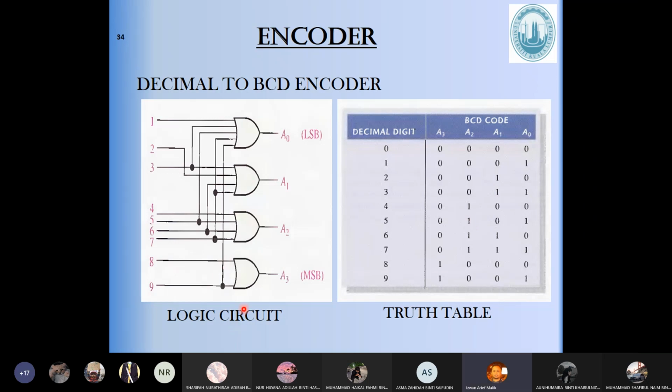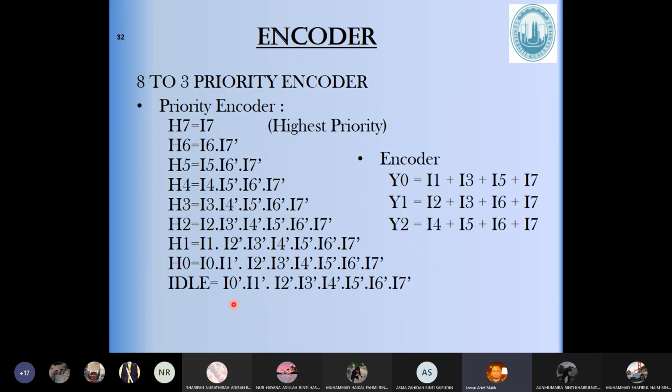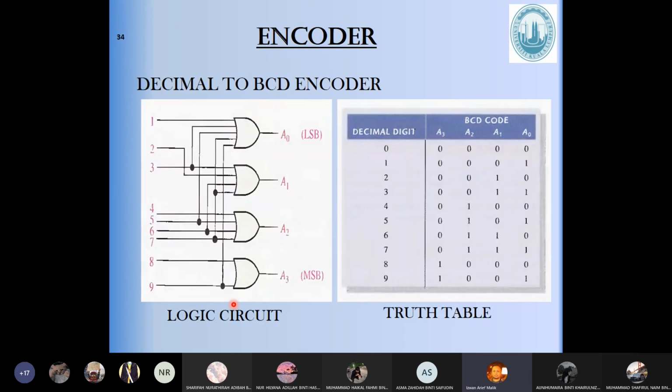Okay, when it asks you for the boolean expression, then for A0 it is A3, A2, A3 bar, A2 bar, A1 bar, A0 bar as well. Itu dia punya cara ni lah, cara you nak terangkan dia punya operation.